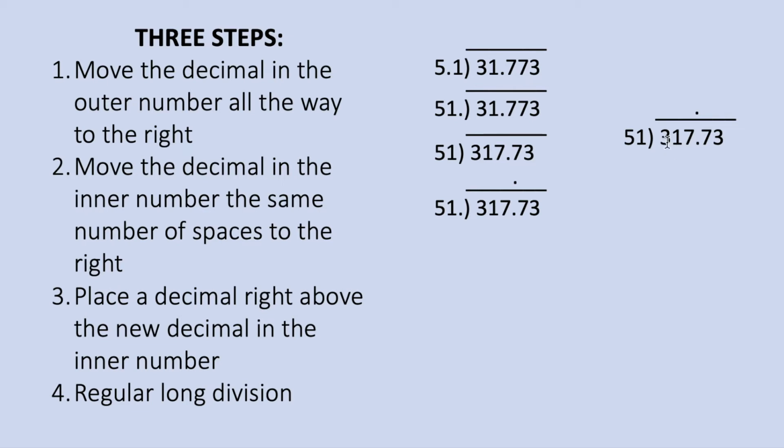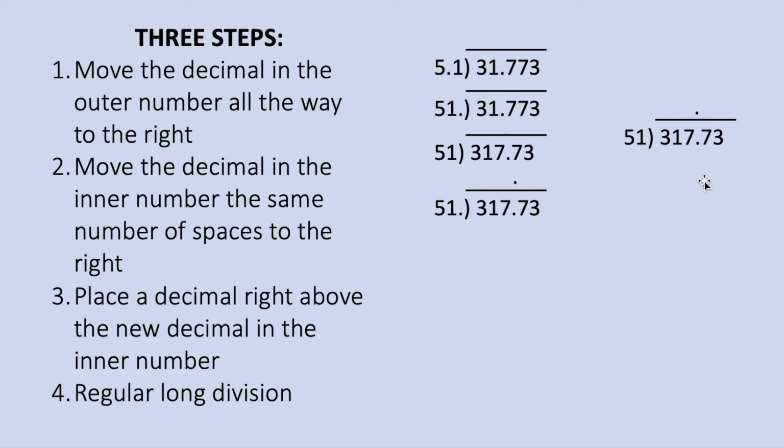So you start with 3, and 51 can't go into 3 because 51 is bigger than 3. So then you go out 1 and you say, can 51 go into 31? And no, it can't because 51 is bigger than 31. And then you ask, can 51 go into 317? And yes, it can, so you have to figure out how many times 51 can go into 317.